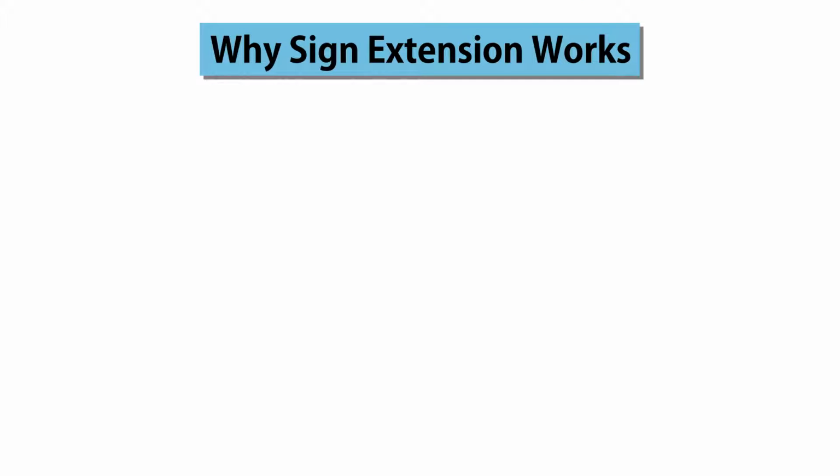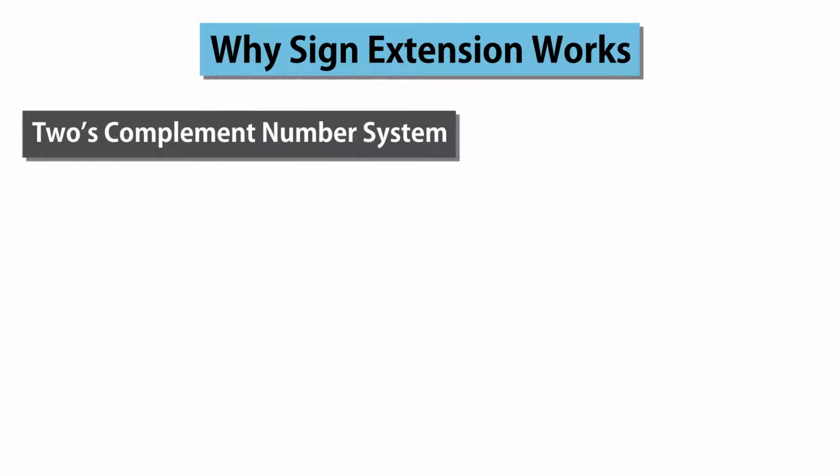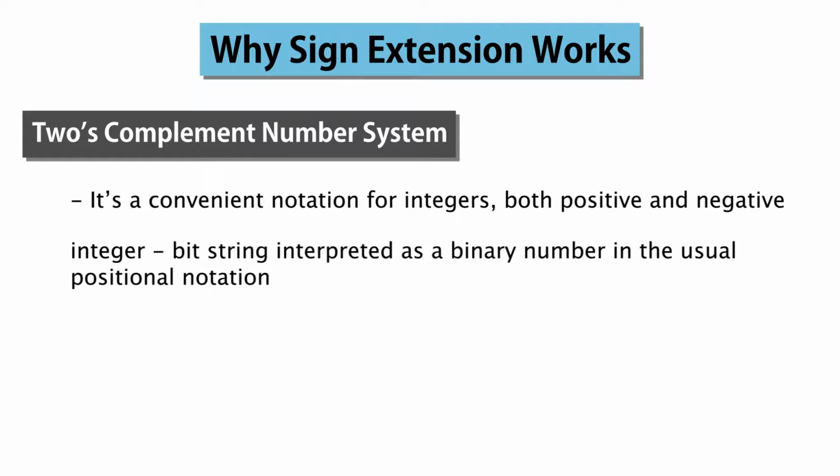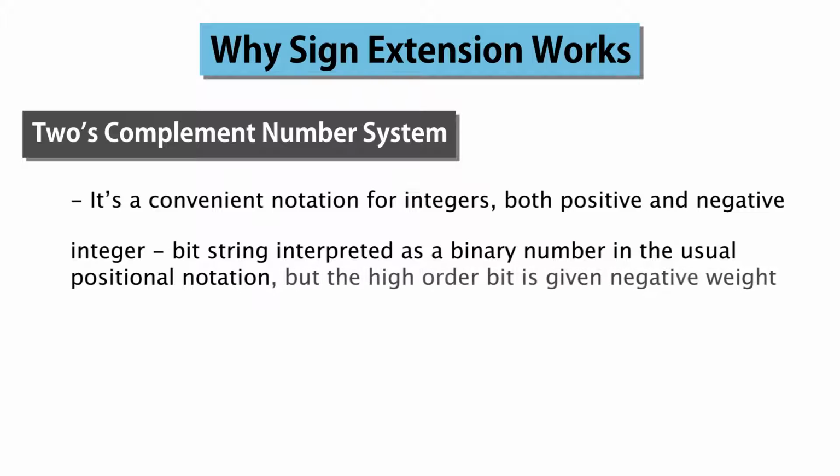In this video, we're going to explain sign extension for 2's complement numbers and why it works. First of all, let's recall that the 2's complement number system is a convenient notation for integers, both positive and negative. An integer is represented in 2's complement as a bit string, interpreted as a binary number in the usual positional notation, but with one twist. The high-order bit is given negative weight.